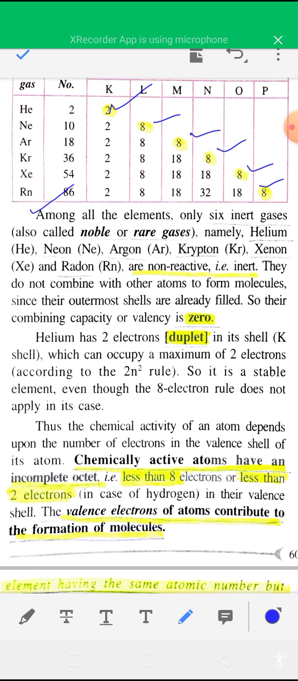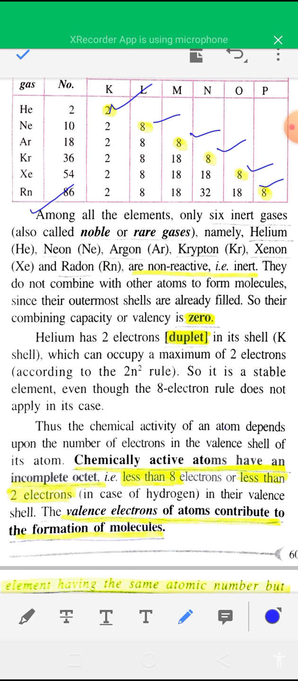So the valency or combining capacity of noble gases is 0. Helium has 2 electrons in its valence shell, and this is known as duplet. It is also a stable electronic configuration because helium's valence shell is the K shell, and a maximum of 2 electrons can be present in the first shell or K shell of an atom according to the 2n square rule. Helium contains 2 electrons in its K shell, so it is also a stable electronic configuration according to the 2n square rule.